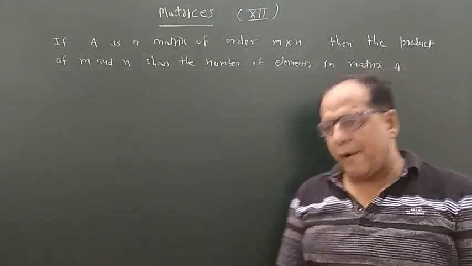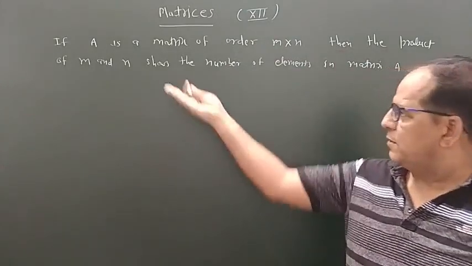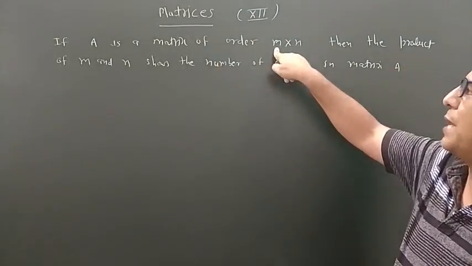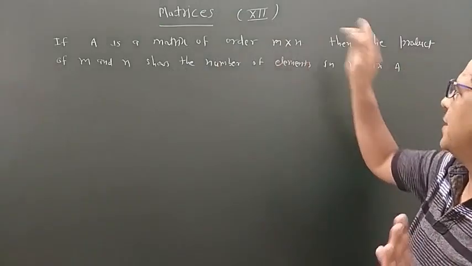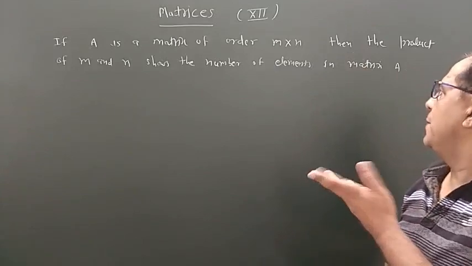If the order of any matrix is given, in this example, if A is a matrix of order m by n, that means the number of rows is m and the number of columns is n, then the product of m and n shows the number of elements in matrix A.